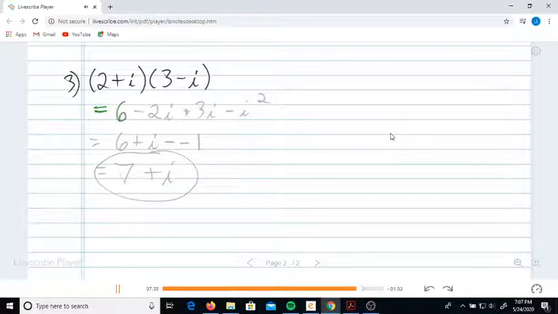2 times 3 is 6. 2 times negative i is minus 2i. 3 times i is 3i. And then positive i times negative i is negative i squared. So that's 6. Negative 2i plus 3i is 1i. Minus i squared, which is negative 1. So minus negative is positive, and we get 7 plus i, all simplified.